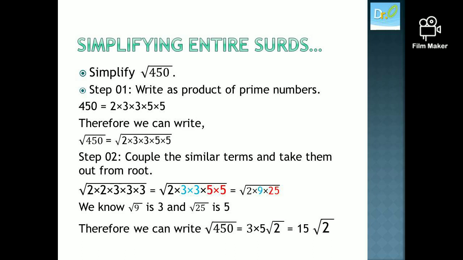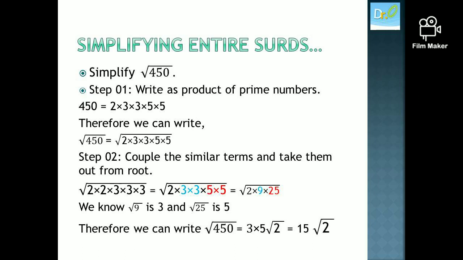Let's go ahead with another example. If you want to simplify square root of 450, we know that we can write 450 as 2 into 3 into 3 into 5 into 5 as a product of prime numbers. Therefore, you can write square root of 450 as square root of 2 into 3 into 3 into 5 into 5. Then what are the pairs you can identify? The pairs are 5 into 5 as one pair, 3 into 3 as another pair, but 2 remains isolated inside the square root.